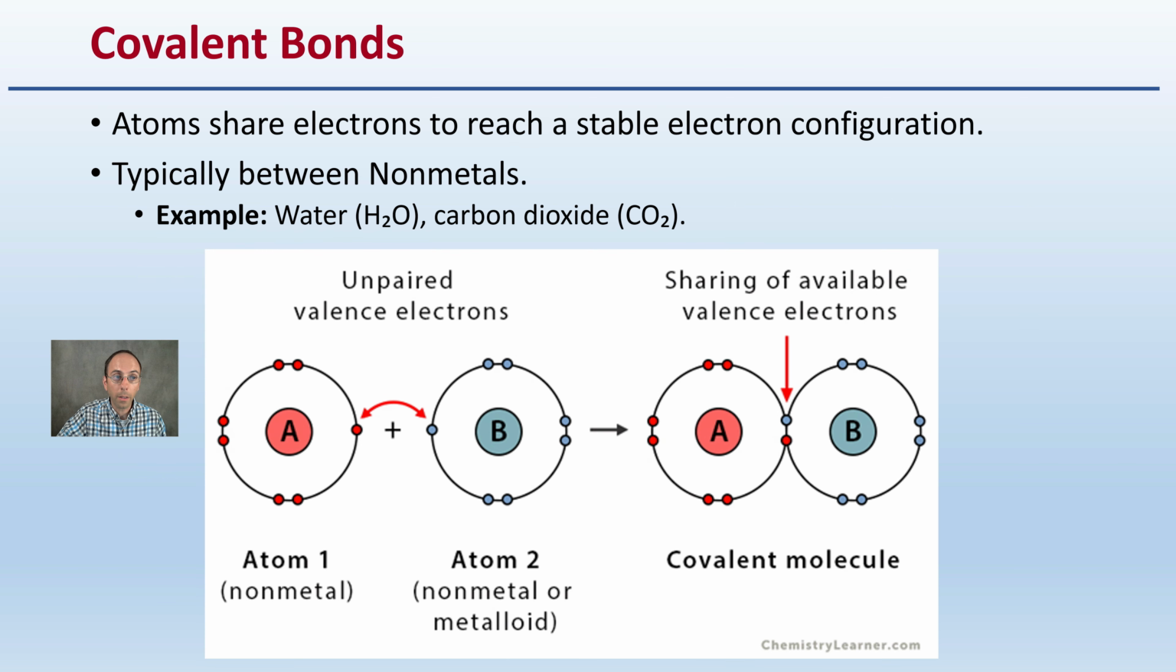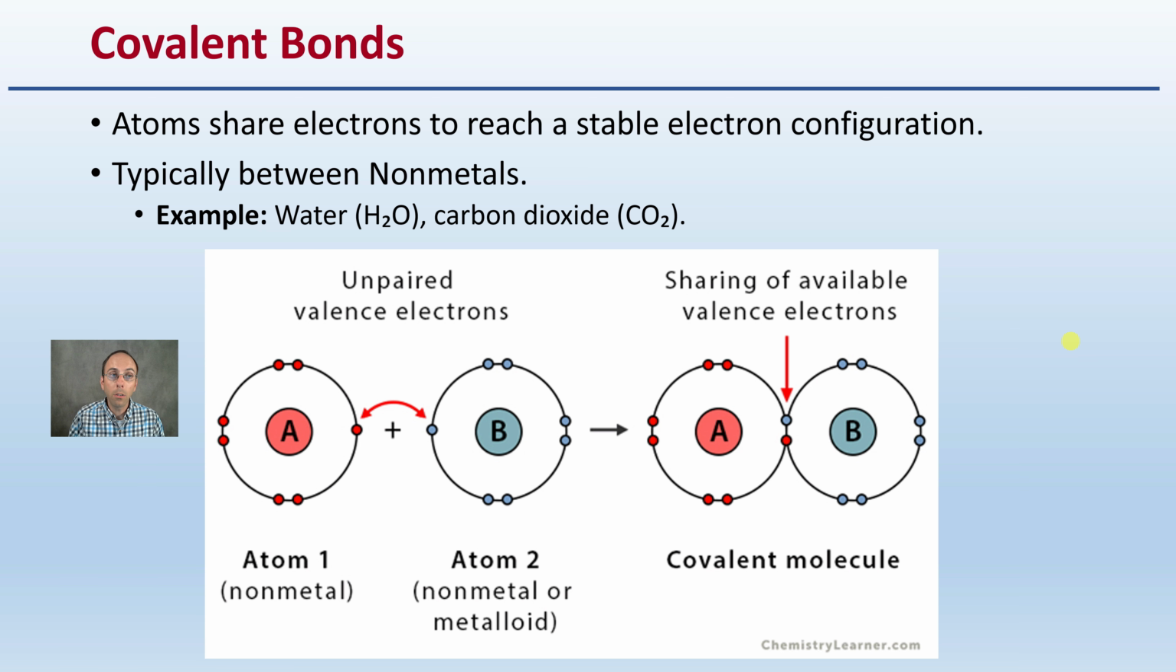Now the covalent bonds, atoms share electrons to reach a stable electron configuration, and this is typically between nonmetals, and we see this with water, H2O, as well as carbon dioxide. We have atoms here that have unpaired valence electrons. They share those. Because they're sharing those bonds, each is able to maintain that stable octet.